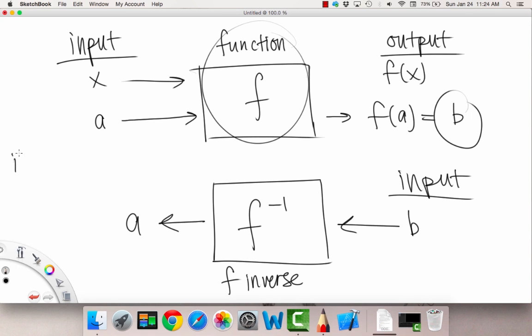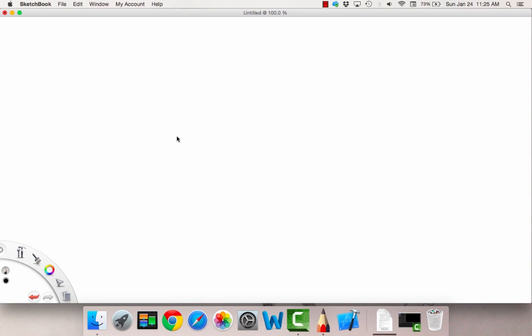In a sense, what you can remember is that the word inverse just means opposite. An inverse function takes us in the opposite direction that our original function did. So essentially what we want to do is swap the inputs and outputs of our original function.